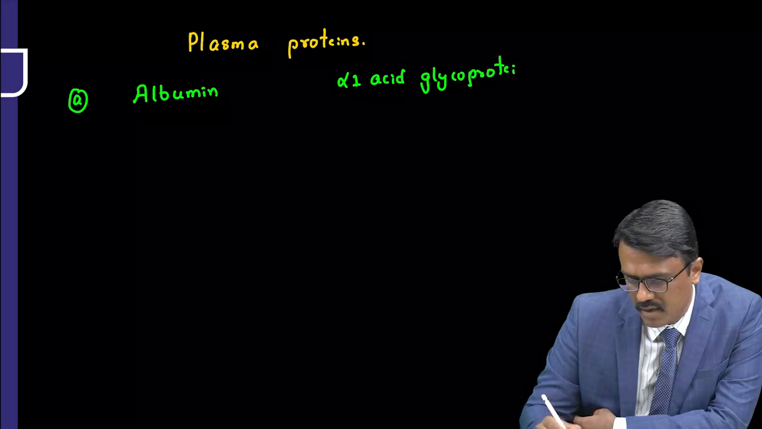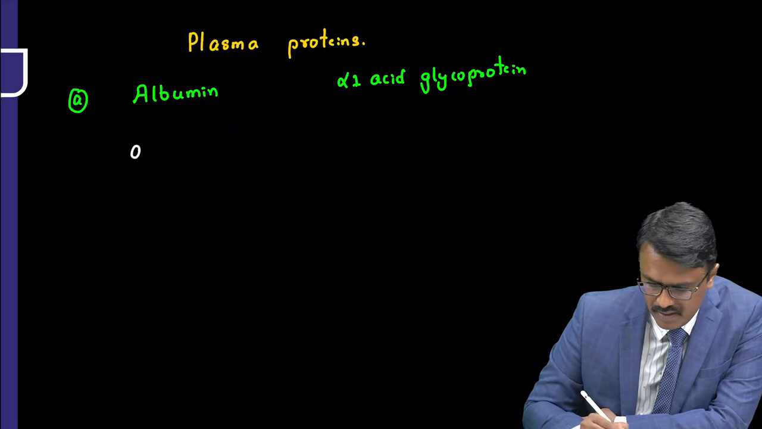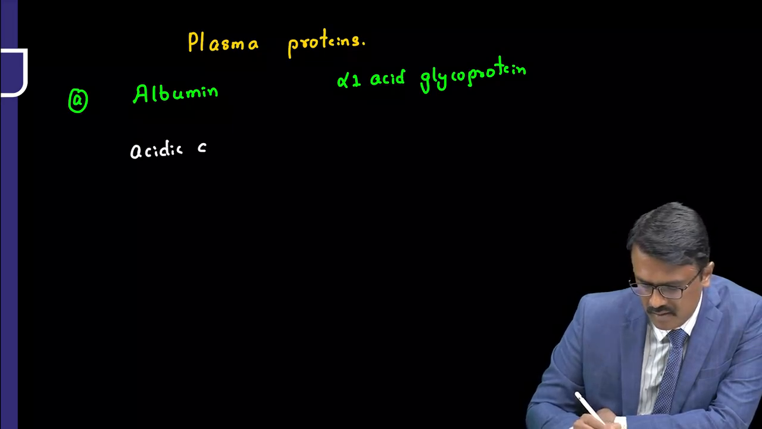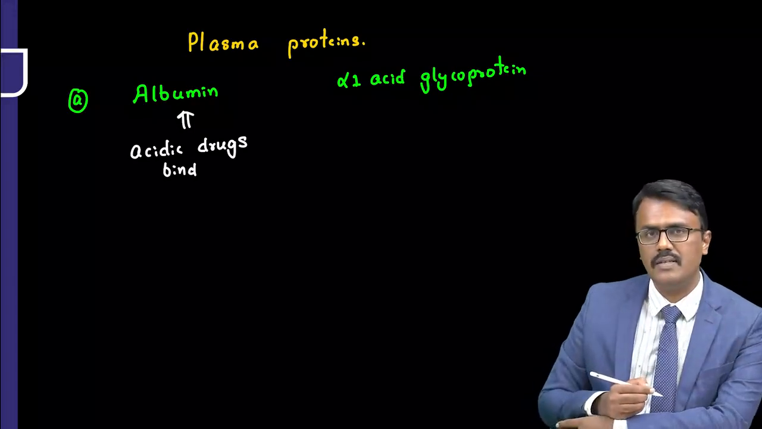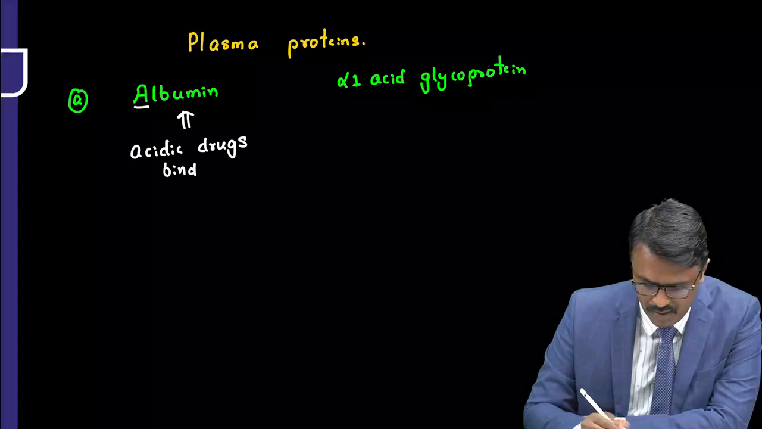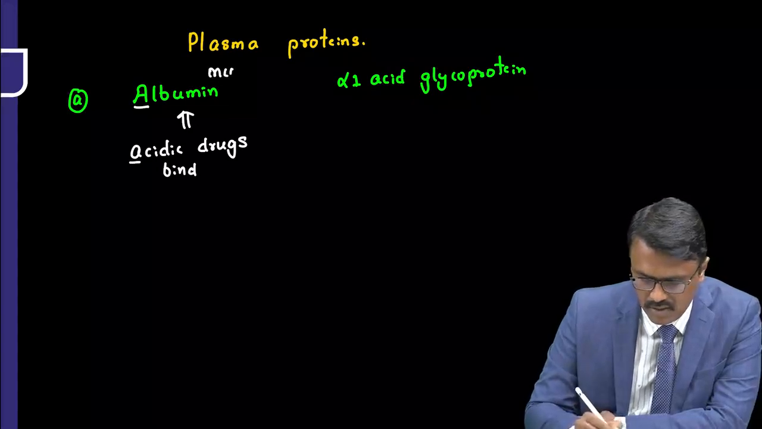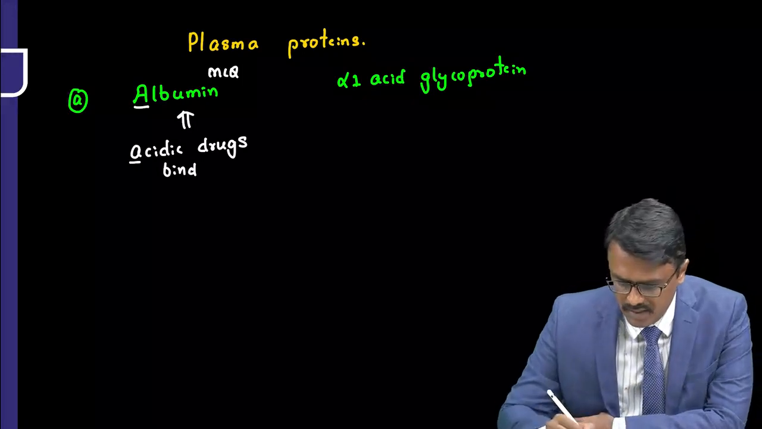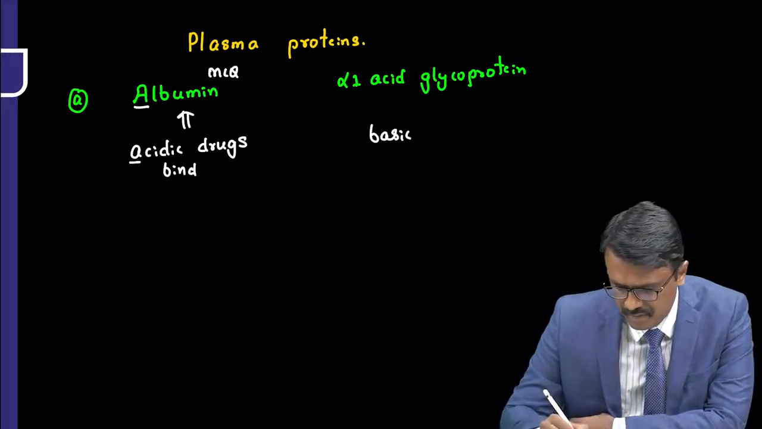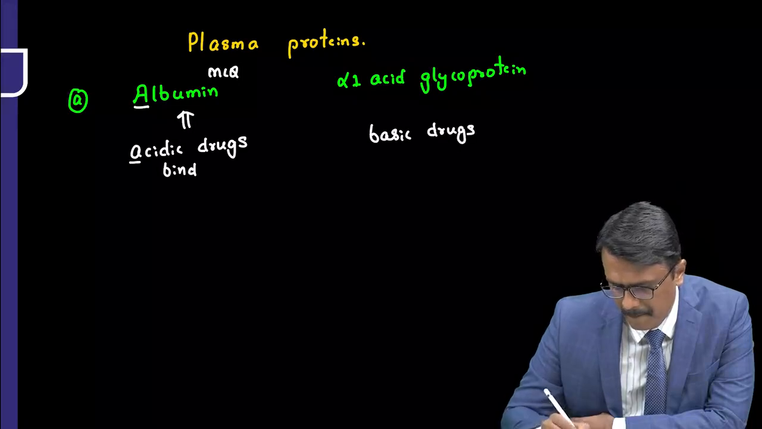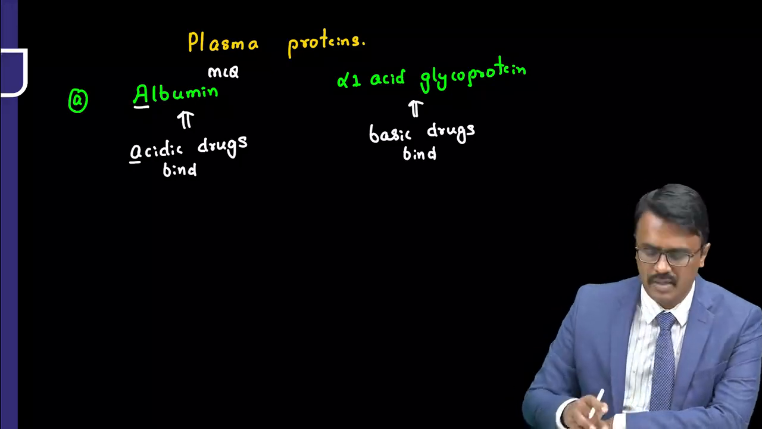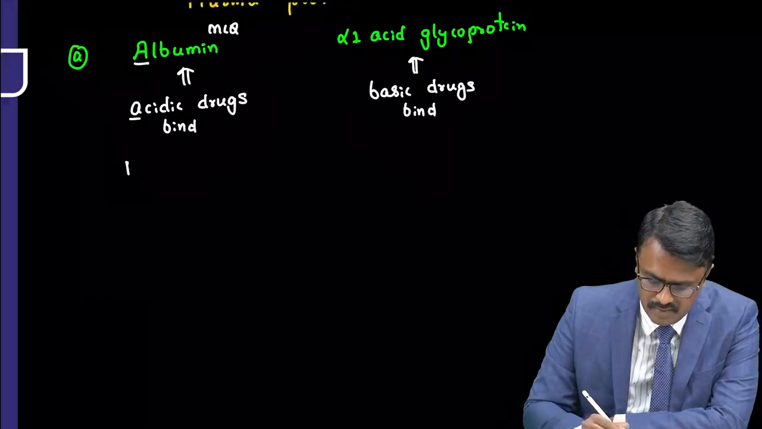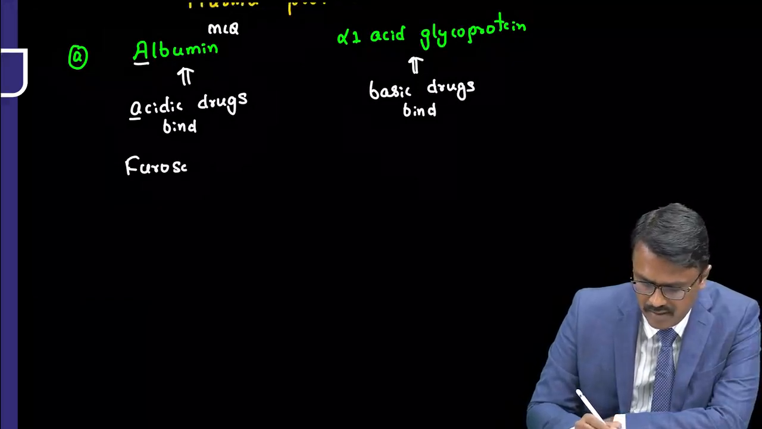Alpha 1 acid glycoprotein. Usually, acidic drugs bind to albumin. Remember A for A. This was a recently asked question in your exam. And basic drugs bind to alpha 1 acid glycoprotein. Let me give an acidic drug example, a drug by the name furosemide.